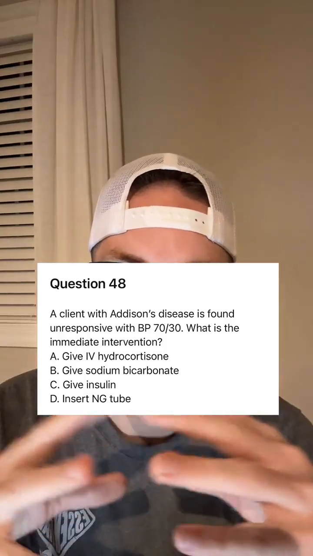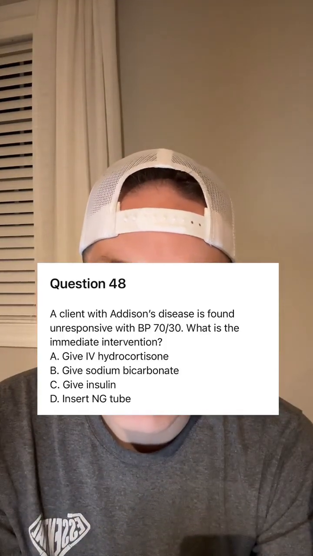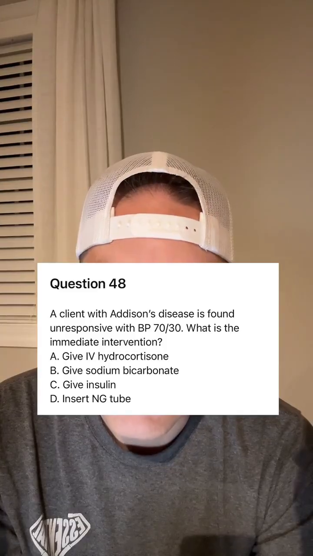48. A client with Addison's disease is found unresponsive and hypotensive. What is the immediate intervention?